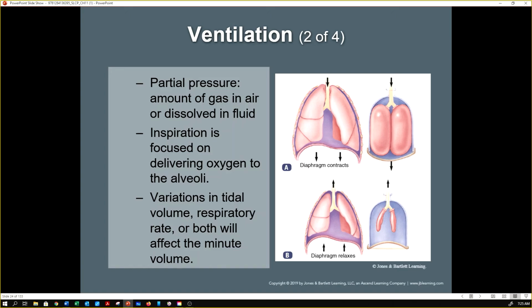So when we talk about partial pressure, what are we talking about? Partial pressure is just a measurement of gas, right? It's a measurement of gas. When we're talking about carbon dioxide, we're talking about a partial pressure, 35 to 45. All right. So that's just a number, but we read that as a partial pressure.